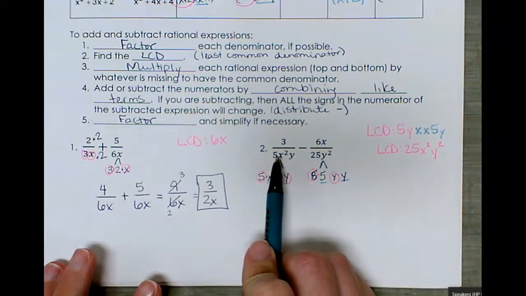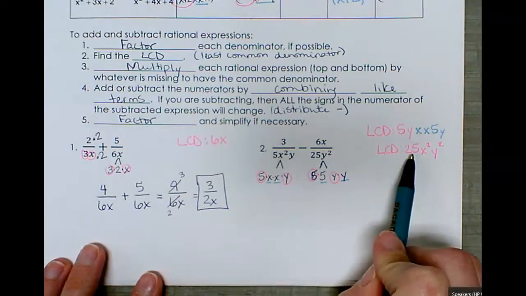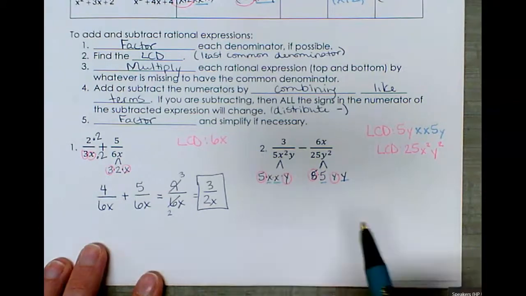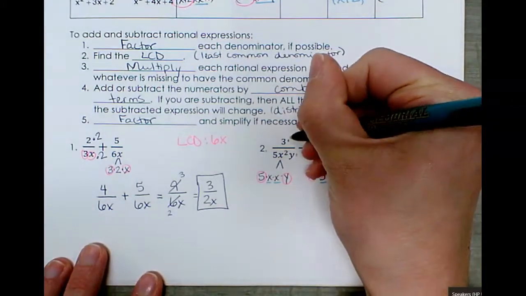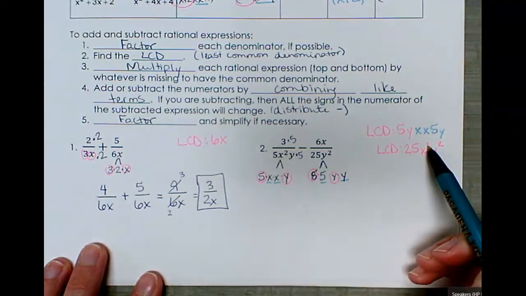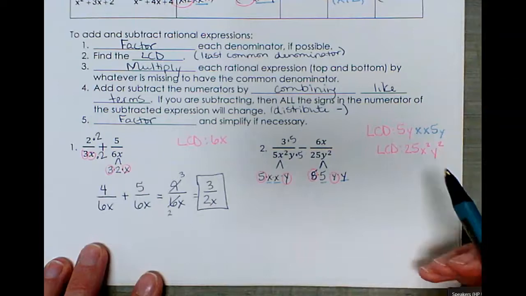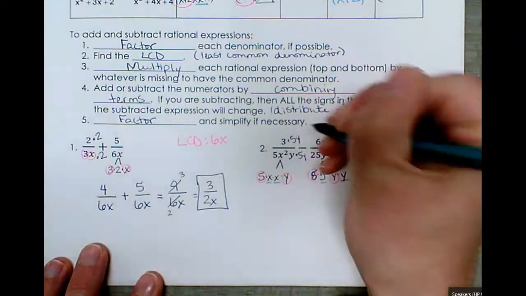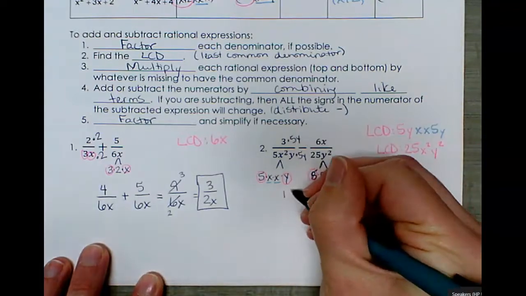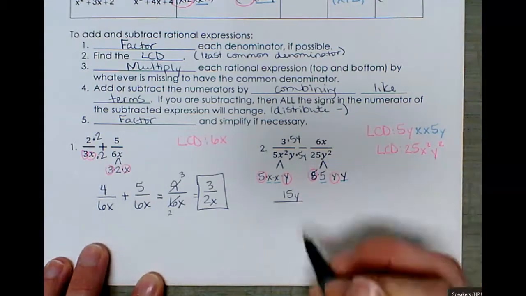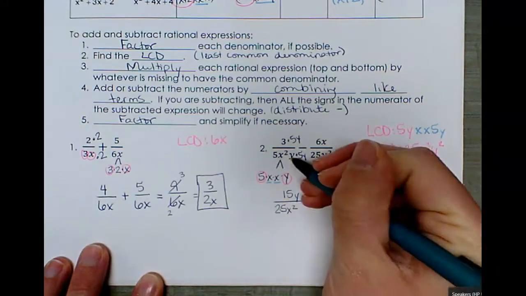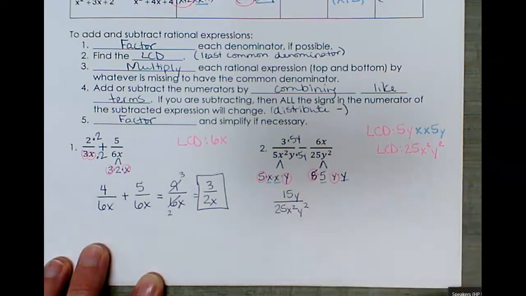So in order for 5x squared y to become 25x squared y squared, it's missing a 5. 5 times 5 would be 25. So we're going to multiply by 5 on top and bottom. It has the x squared, but it only has one y, and we need y squared. So we're going to multiply top and bottom by the missing y. So 3 times 5y is 15y, and my denominator is 25 x squared y squared, just like I want it.